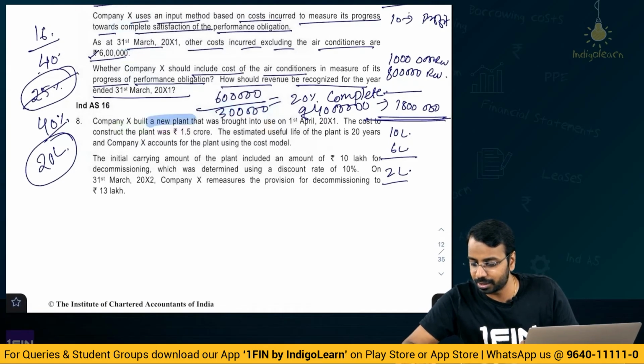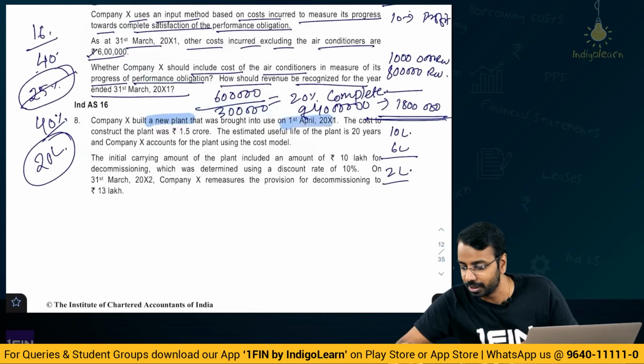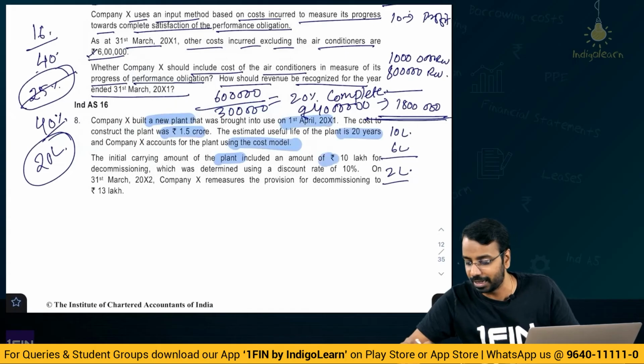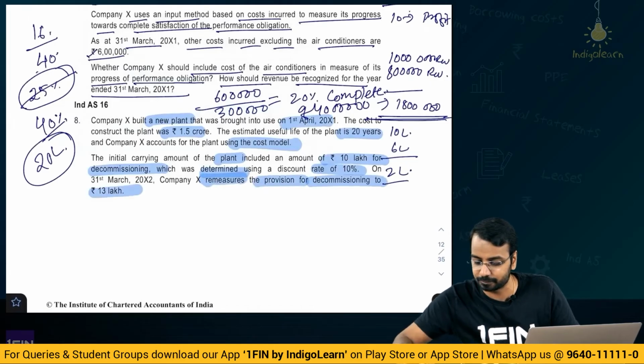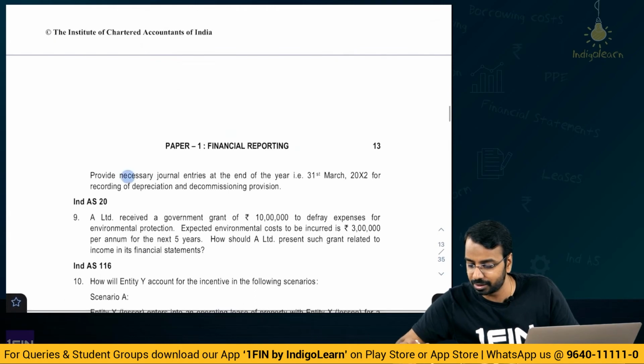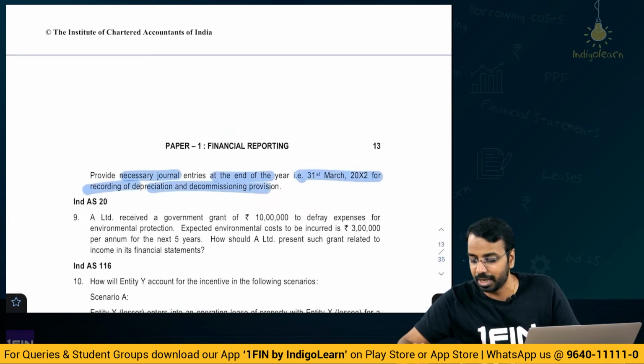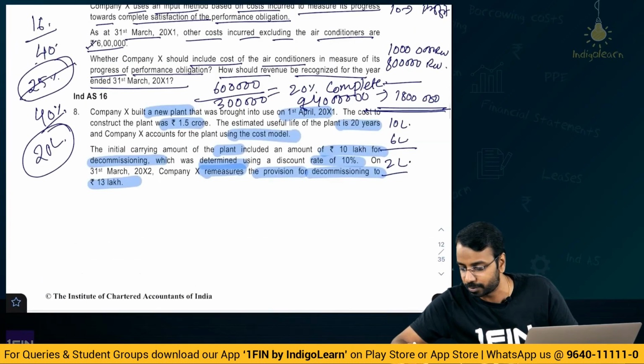Company X built a new plant that was brought into use on 1st of April. The cost to construct the plant was 1.5 crore. The estimated useful life of the plant is 20 years, and the company accounts for the plant using cost methods. Initial carrying amount of the plant included an amount of 10 lakh for decommissioning, which was determined using a discount rate of 10%. On 31st March, company remeasures the provision for decommissioning to 13 lakhs. Provide necessary journal entries at the end of the year, that is 31st March of year 2, recording of depreciation and decommissioning provision. So, when was it purchased?